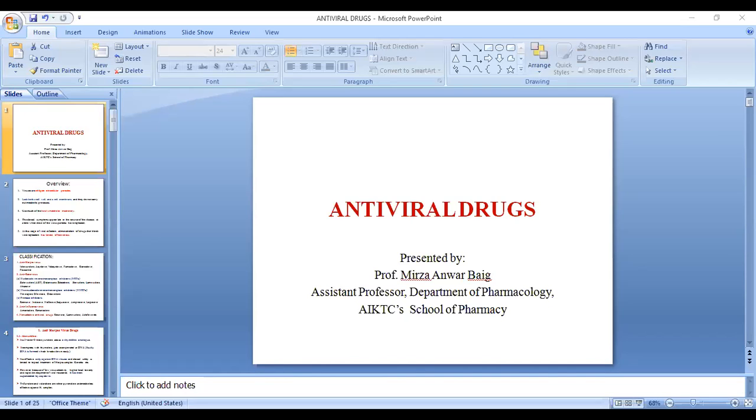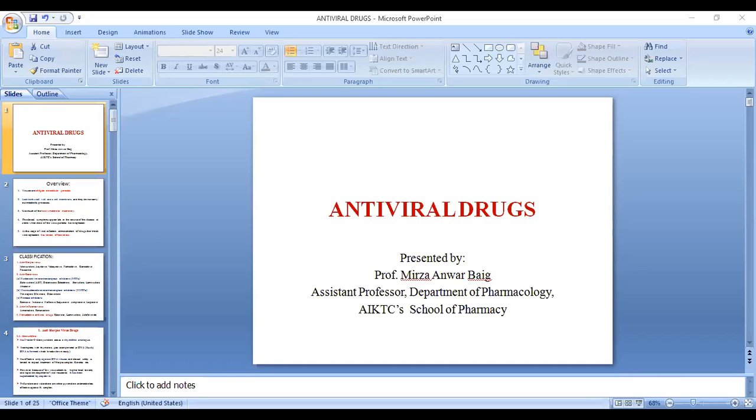Okay, now see, this is the overview of the virus. First of all, we will try to see the nature of virus, and only then can we understand the antiviral drugs. Now see, virus is an obligate intracellular parasite. It is an intracellular parasite, and it lacks both cell wall and cell membrane.